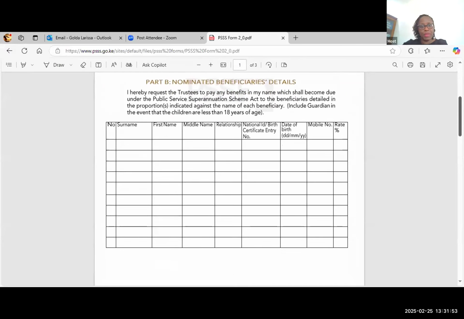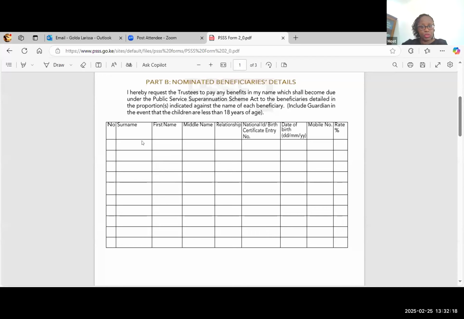And then we will go to part B, where we have the nominated beneficiary details. You're requesting the trustees that in case anything happens to you, these are the people that you have nominated to be paid. In case you have children who are less than 18 years of age, you consider them as minors, and therefore you could opt to choose a guardian, to select someone to take care of them, and you will see where we place the guardian.